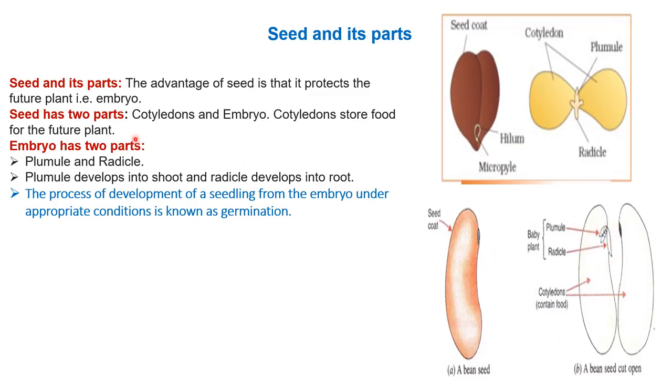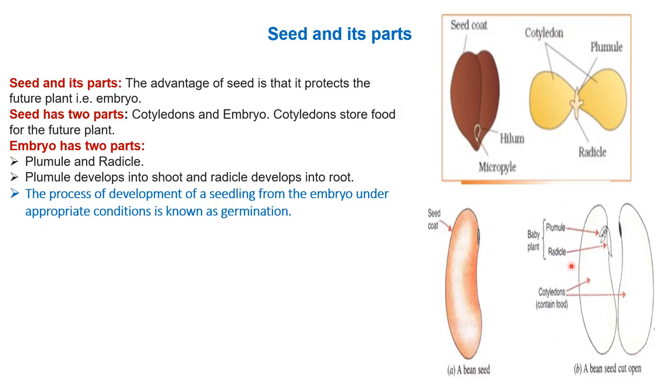Seeds have two parts. One is the cotyledon, the other one is the embryo, right? What is the role of the cotyledon? It stores food for the future plant, right? Now if you look at the embryo carefully, the upper part of the embryo, which will become the shoot of a plant, is known as the plumule, and the lower part of the embryo, which will in future become the root of a plant, is known as the radicle.